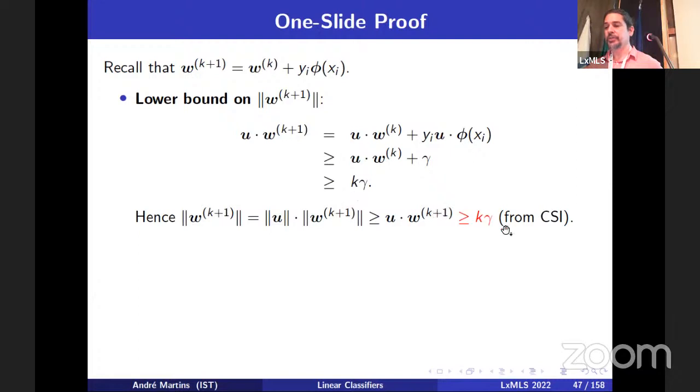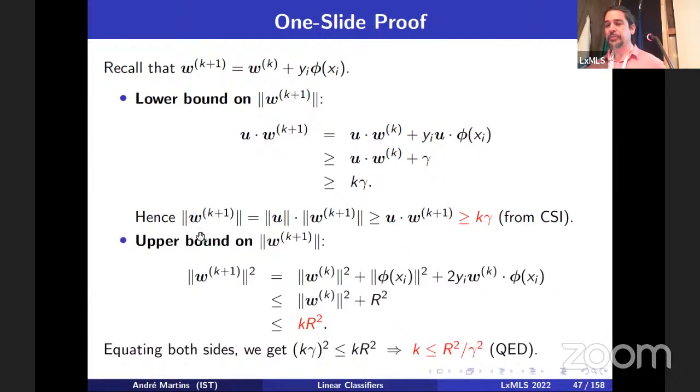Now we can use the Cauchy-Schwarz inequality, which I think Mario mentioned yesterday. Did he? Okay, he did. Good. It's a very nice inequality that is used to prove a lot of things. If you remember, it states that the product of the norms is greater than or equal to the dot product between the vectors. Because U has unit norm, the norm of W_{k+1} can be written as the norm of U, which is 1, times the norm of W_{k+1}. Now we apply Cauchy-Schwarz, and this is greater than or equal to the dot product between U and W_{k+1}. From the previous inequality, we know that this is greater than or equal to k times gamma. This is just half of the proof. It gives us a lower bound on the norm of W_{k+1}.